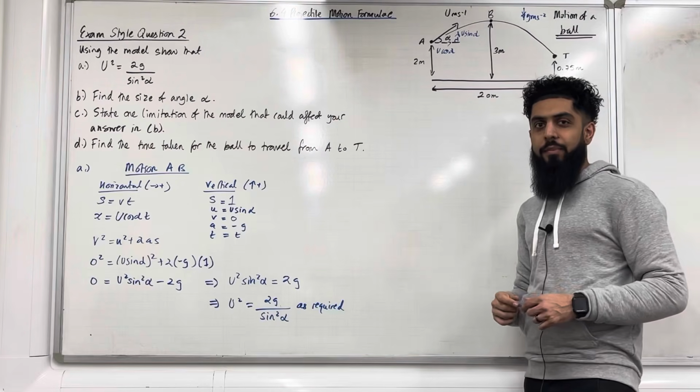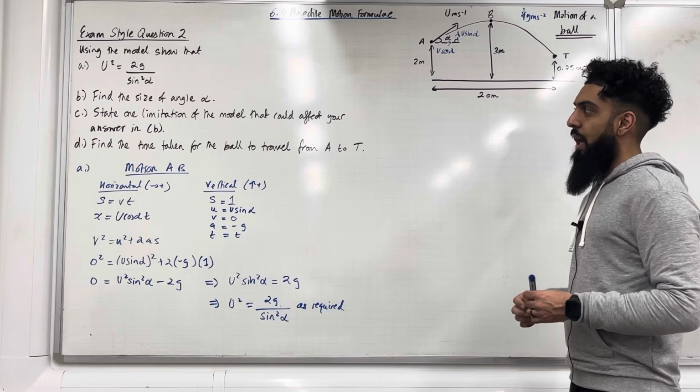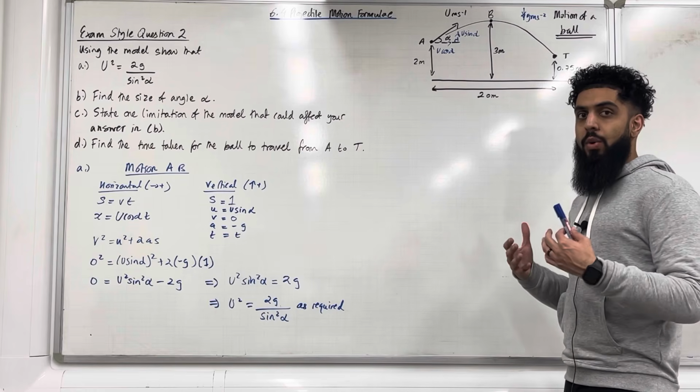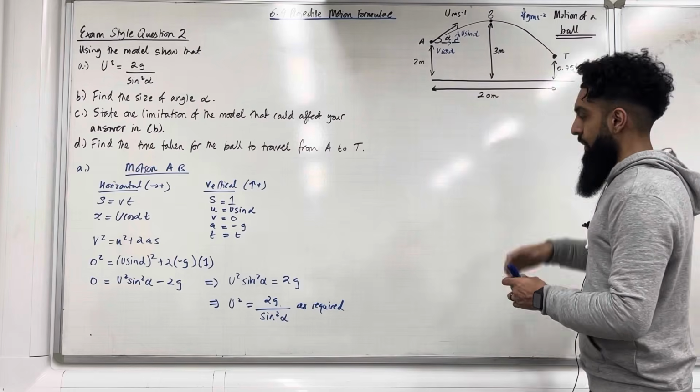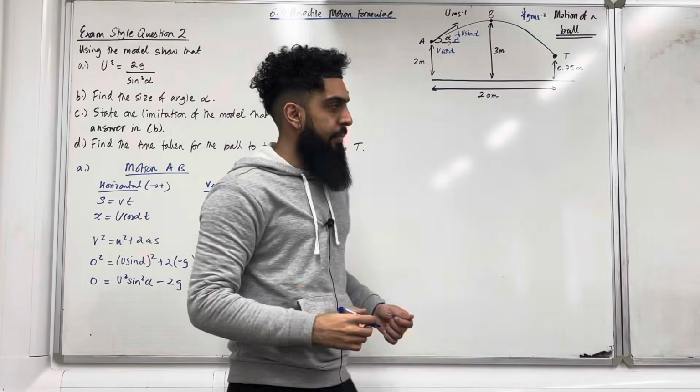Let's have a look at part B. Find the size of angle alpha. To find the size of angle alpha, I'm going to take into consideration the motion from A to T. Okay, so let's do part B.